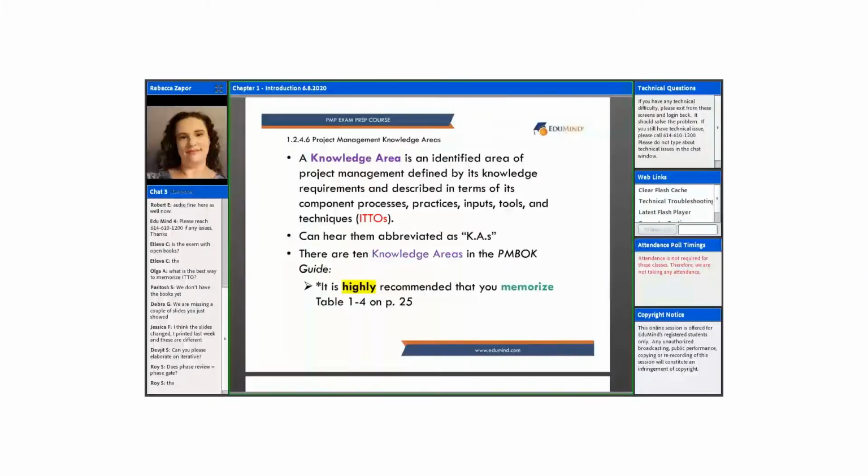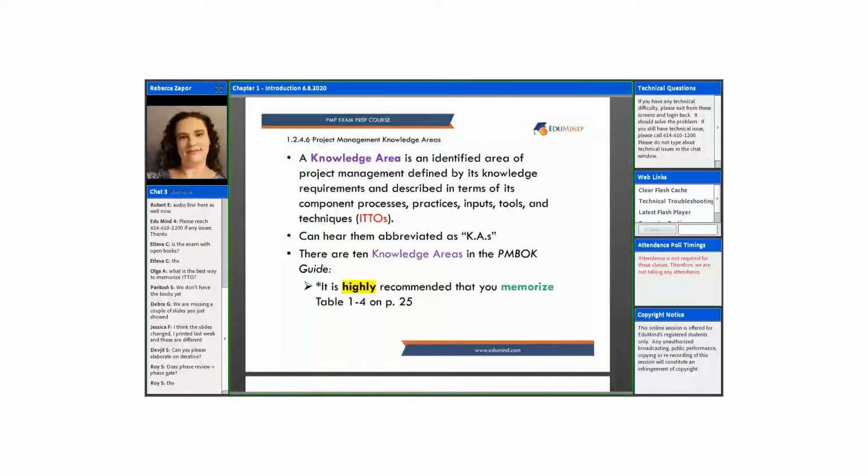A knowledge area is an identified area of project management defined by its knowledge requirements and described in terms of its component processes, practices, inputs, tools, and techniques. Sometimes you'll hear it abbreviated as KA. I usually just say KA or knowledge area. There are 10 knowledge areas in the PMBOK guide, and it is highly recommended that you memorize Table 1-4 on page 25.